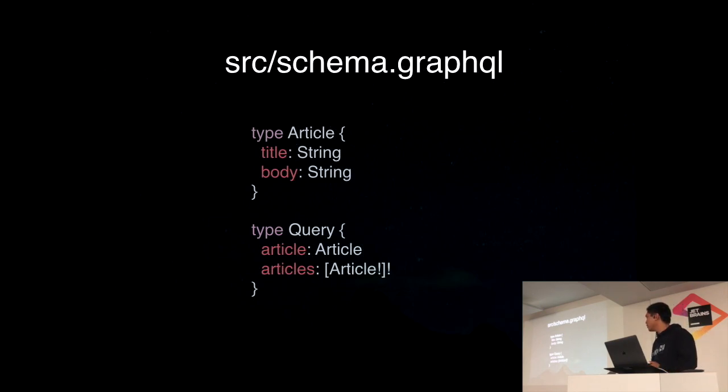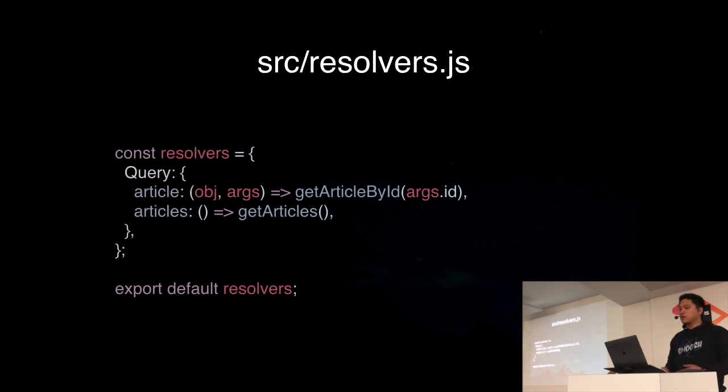So in this case, we have again type Query, but now with Article that describes how an article looks like as an object type. So it's the same thing that you do in your Yoga server or your Apollo server. And in your resolvers, which is under source/resolvers.js, you basically have the same thing that you have in Apollo and Yoga.